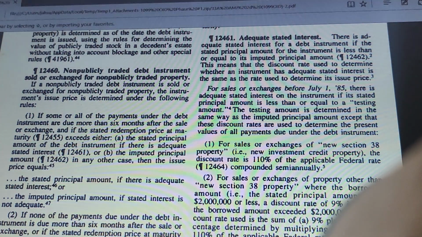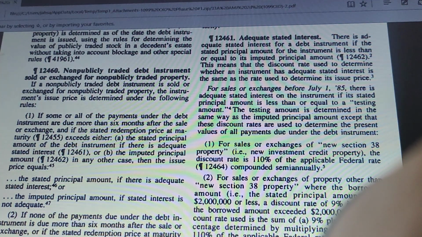We're back at 1246, adequate stated interest. There's adequate stated interest for a debt instrument if the stated principal amount for the instrument is less than or equal to its imputed principal amount.